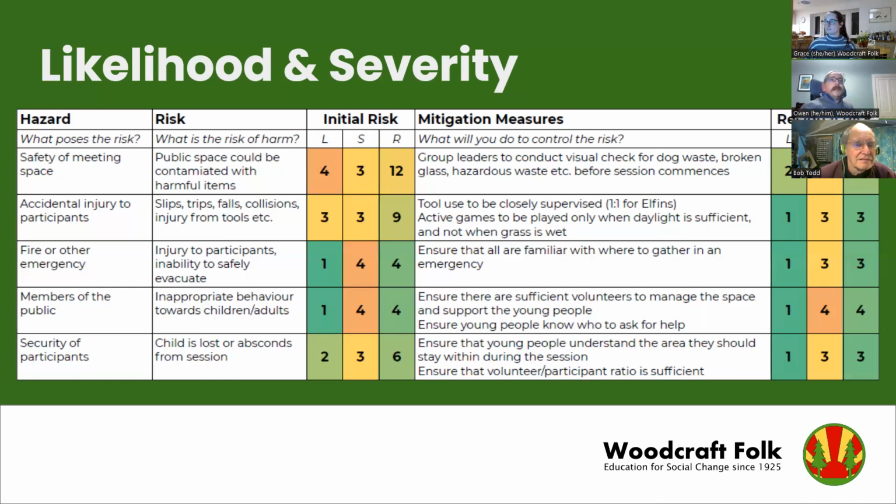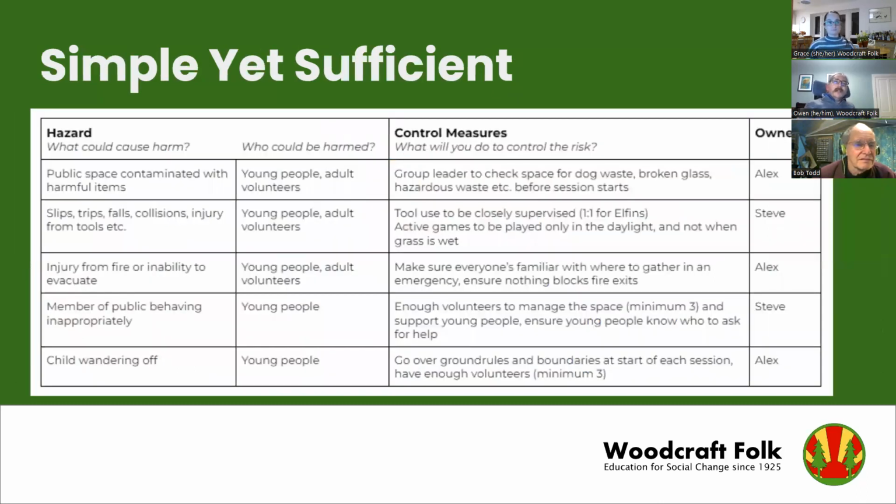So a much simpler way of expressing the same stuff is the template that we now have on the website, and it's also in the templates gallery on Google Docs if you're logged in with your Woodcraft email address. Just simply, what is the risk? Who's at risk from it? What are you going to do about it? And the column I would always include is who's responsible for making sure that happens.